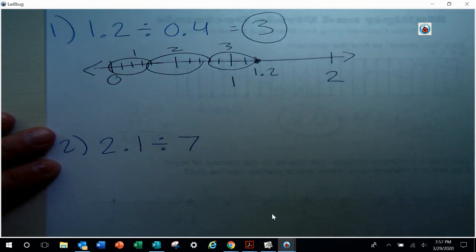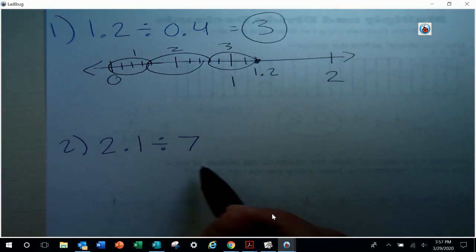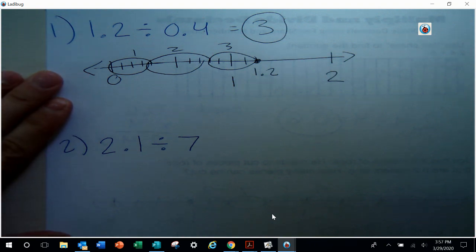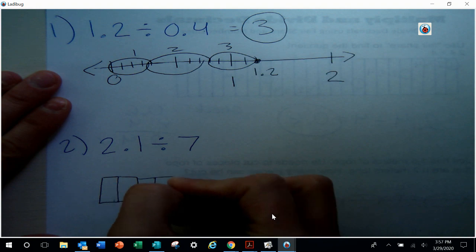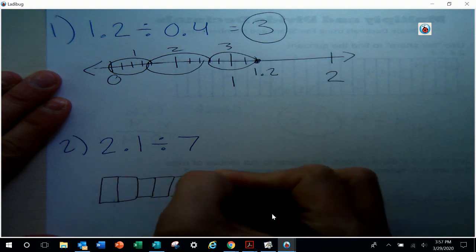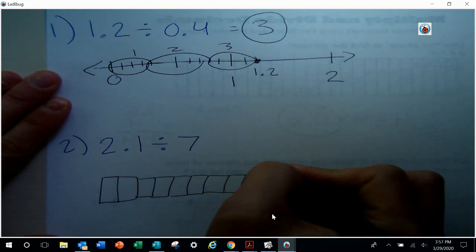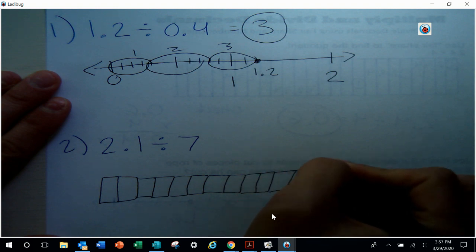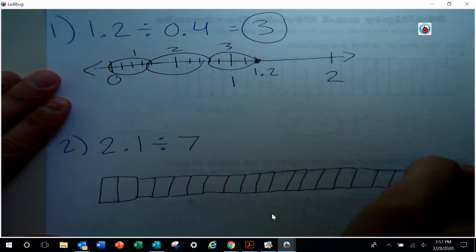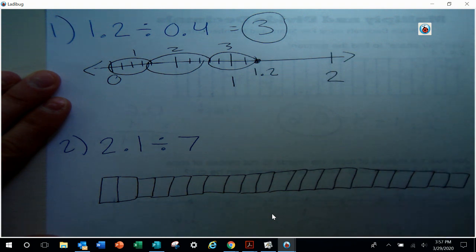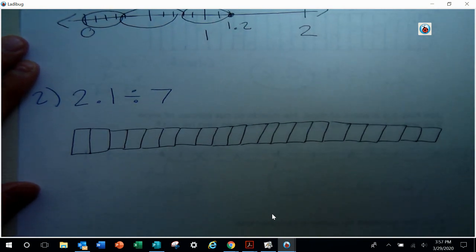2 and 1 tenth divided by 7. Again, a number line or the fair share, up to you which method you use. Go ahead and pause the video if you'd like. Okay, I decided to draw 21 tenths, and I'm going to pass them out and make 7 groups.